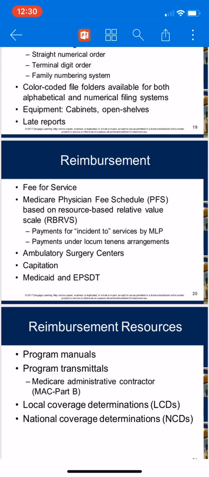Hello and welcome back to Chapter 3. We're talking about freestanding ambulatory care, and we're going to pick up with reimbursement. We're starting on page 96, and we're going to start with fee-for-service.